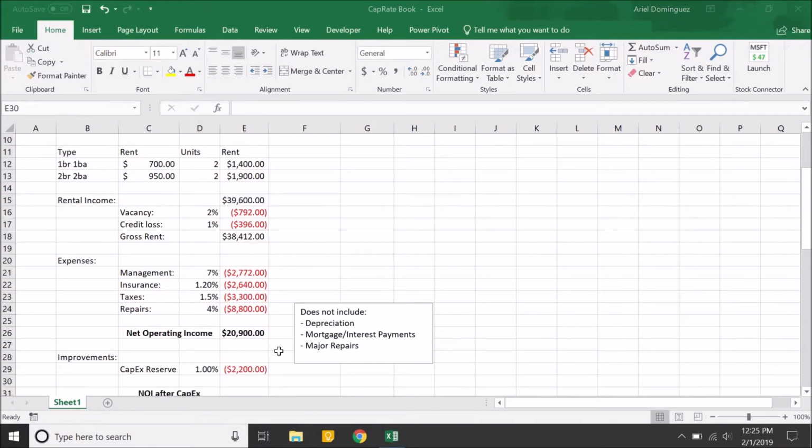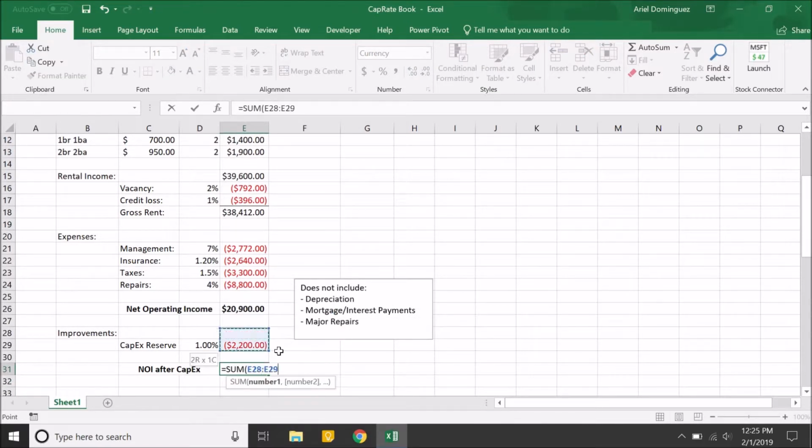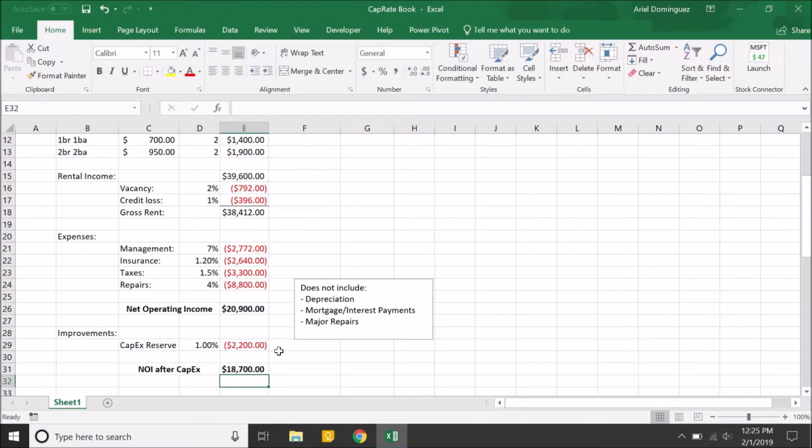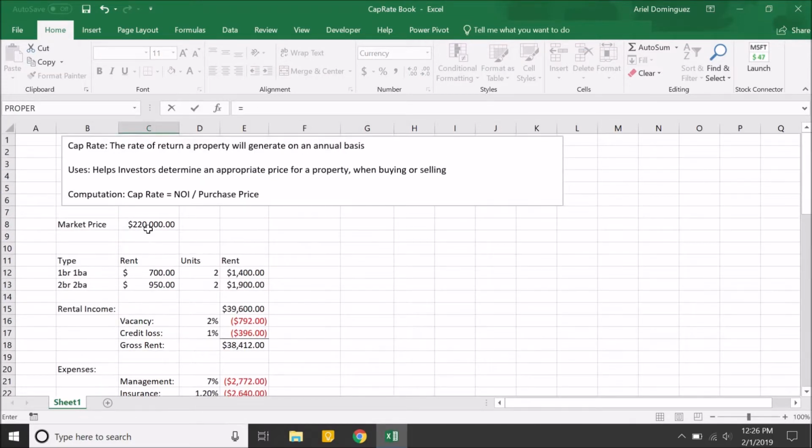Now we want to go ahead and subtract that reserve account from the net operating income. So that will give us a net operating income after capital expenditure reserves of $18,700. Now we can go ahead and take a look at the formula to get the cap rate. So the net operating income, we determined it was just under 21K. The market price was $220,000.